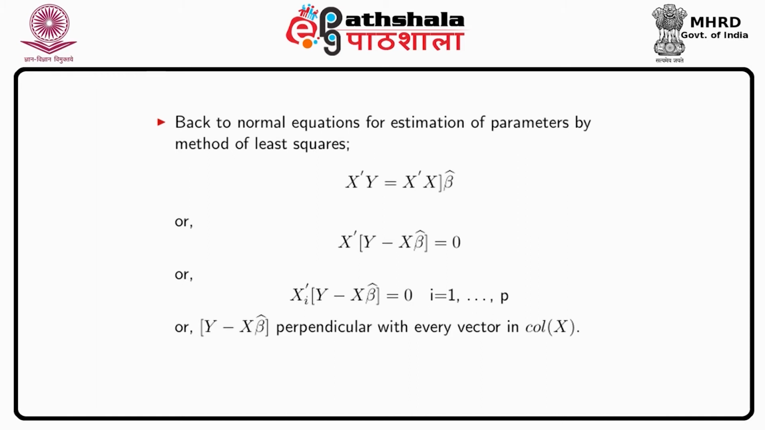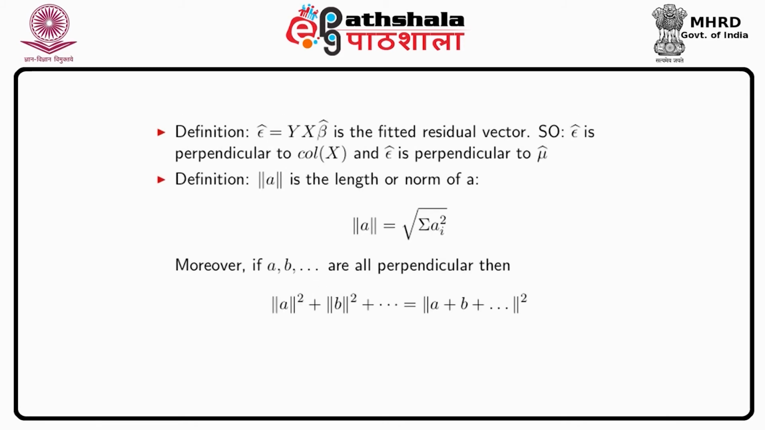So for each of these i's, we can write xi prime multiplied by (y minus x beta hat) equals 0, which means that y minus x beta hat is orthogonal to each of the column vectors of x, because when we take the dot product, or inner product, of these two, we get 0, as we can see in the previous step.